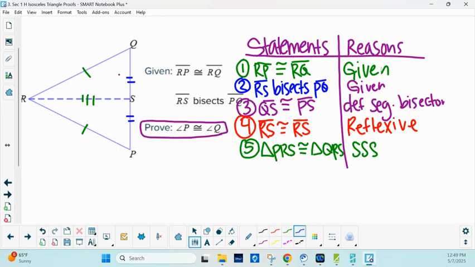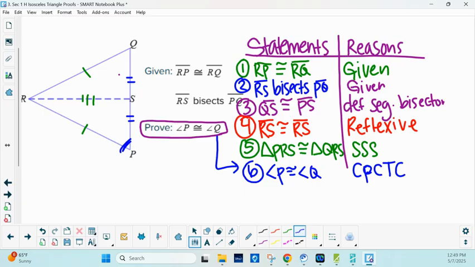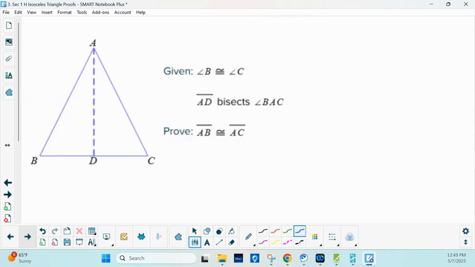Then you can finish off your proof. You always, last statement has to be what you're trying to prove. Since the triangles are congruent, then all their other parts are congruent to itself. What do we call that? CPCTC. Yeah, C in between all of them. Corresponding parts of congruent triangles are congruent. And that just proved that the base angles are the same when you have an isosceles triangle. We just proved that. Let's look at the second one.